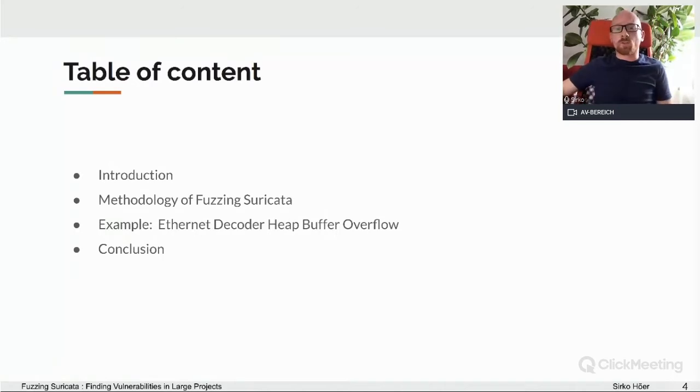Basically, there are two main parts that I will cover in the talk. First, I talk about my methodology and my approach, how I got into fuzzing with Suricata. The next big topic is that I want to show by example what kind of bugs I found in Suricata, and I found many bugs. And the last thing, I will conclude some things. But before I go into detail, I will start with a short introduction.